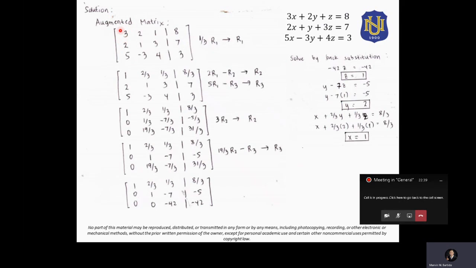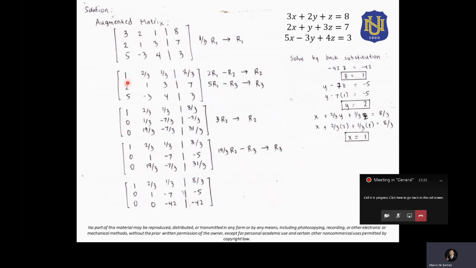So to normalize the first row, ibig sabihin, kailangan nating mapag-1 itong element na to, itong 3 na to. So para maging 1 ito, we have to multiply the entire first row by 1/3. Multiplying 3 by 1/3 will give us 1, and that will be our new row. All of the elements in the first row will be multiplied by 1/3, so these will be the elements in the new first row: 1/3 times 3 is 1, 1/3 times 2 is 2/3, 1/3 times 1 is 1/3, 1/3 times 8 is 8/3.